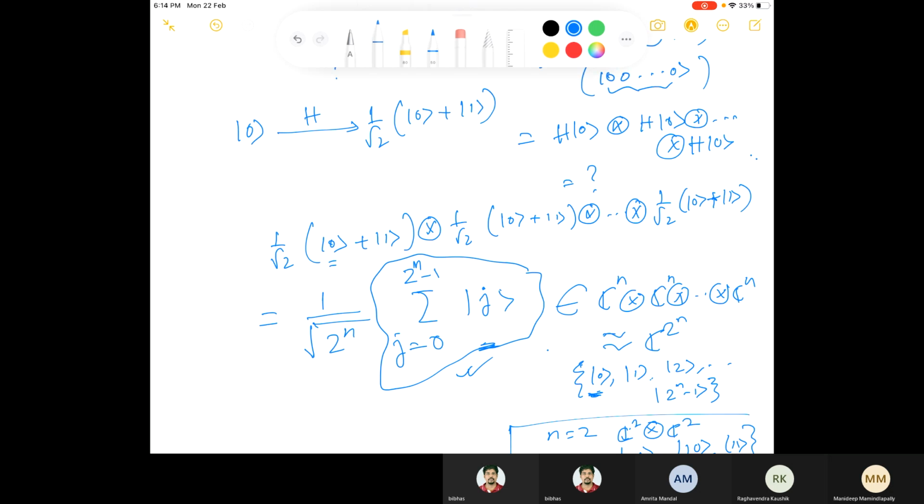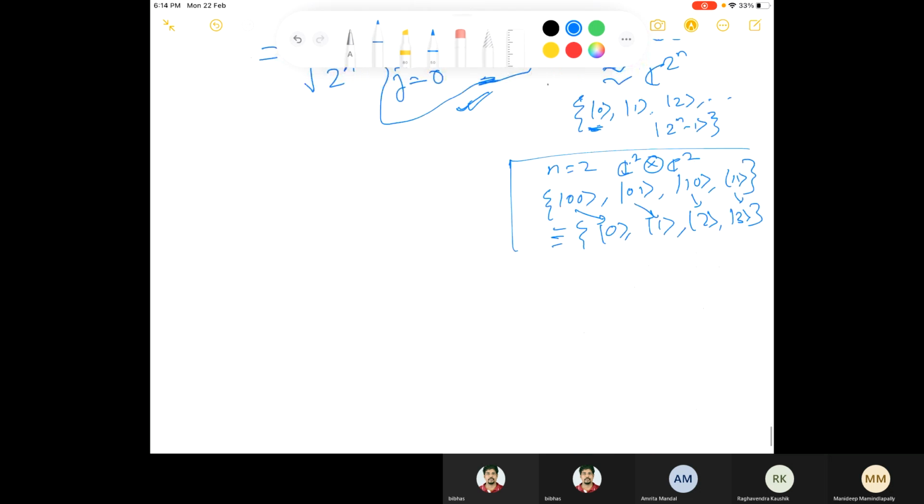In fact, you will see that most of the algorithms use this uniform superposition. Uniform why? Because if you now measure this, for example, sometimes people get confused with all the notations. So let's say n equal to 2. Then you have h times h acting on 0, 0. I'm explaining this in terms of n equal to 2, but it holds for all n.